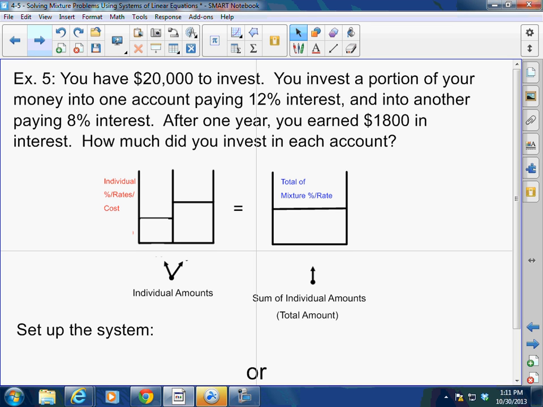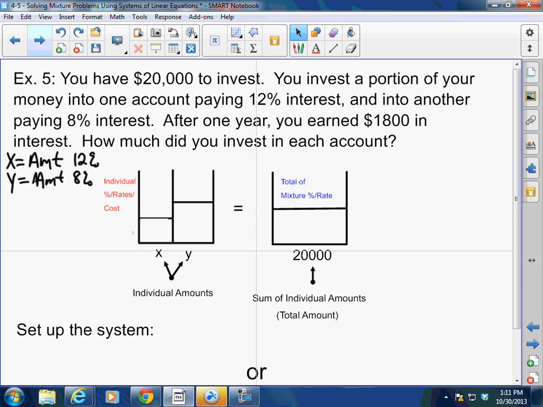Let's label. I'm going to call X the amount in the 12% account. And I'm going to call Y the amount in the 8% account. How much money did I have to spend? $20,000. So doesn't the amount I put into the 12% account, X, plus the amount I put into the 8% account, Y, equal $20,000?